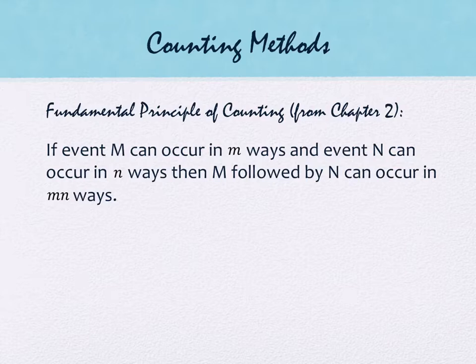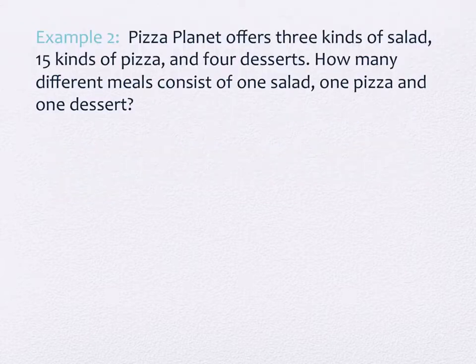But it works for more than just choosing 2 things. Maybe you're not just choosing your shirt and your pants, you're also choosing a pair of shoes, or you're choosing some amount of jewelry. We do the same thing for multiple different steps, and we would just multiply the number of options in each category. So we're going to take an example from Pizza Planet. Pizza Planet offers 3 kinds of salad, 15 kinds of pizza, and 4 desserts. How many different meals consist of 1 salad, 1 pizza, and 1 dessert?